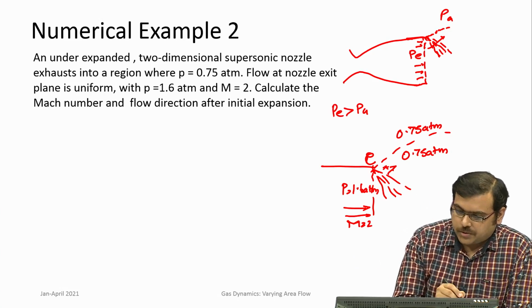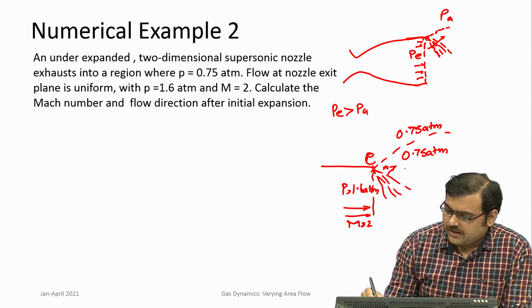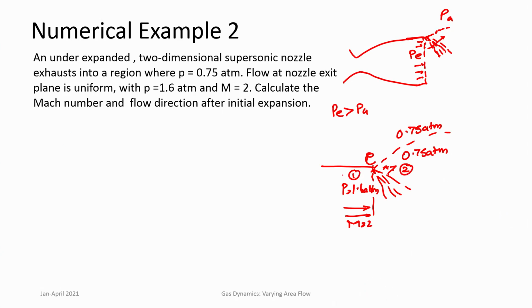We know the pressure ratio. If I take this as region 2 and region 1, P2 by P1 is 0.75 by 1.6 atmospheres. This is given to us. So, how do we go about this problem? Flow through the nozzle as well as the centered expansion is isentropic. So, it uses isentropic relations.